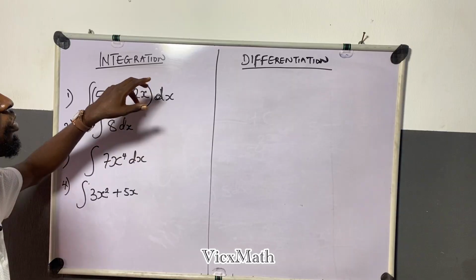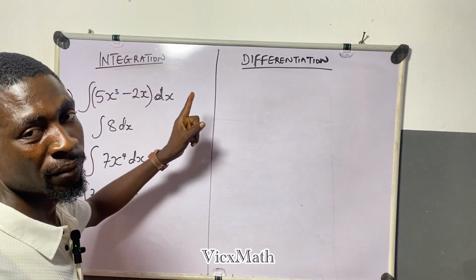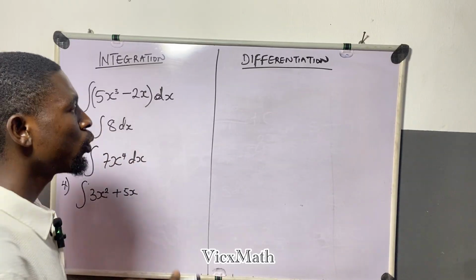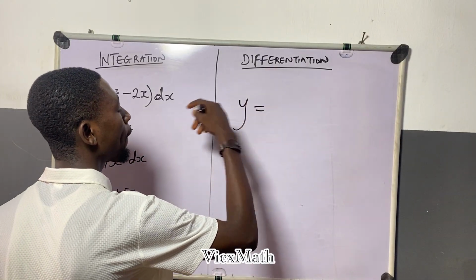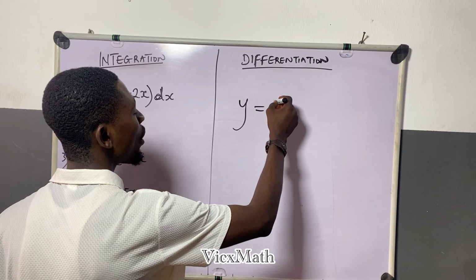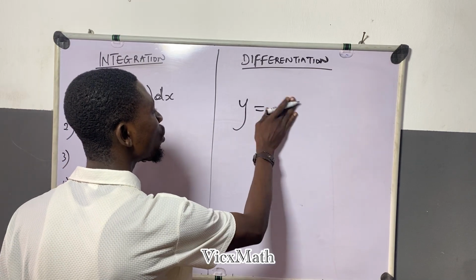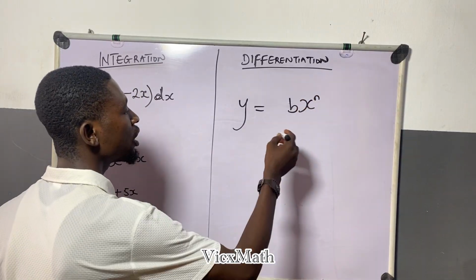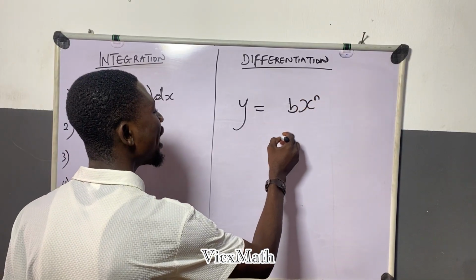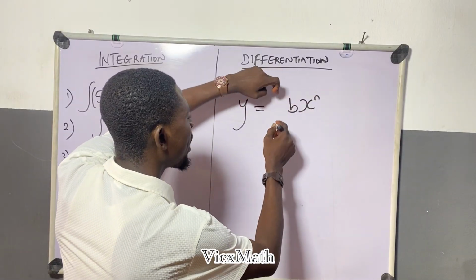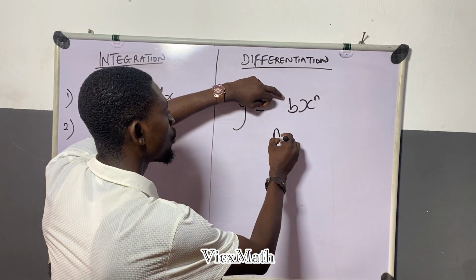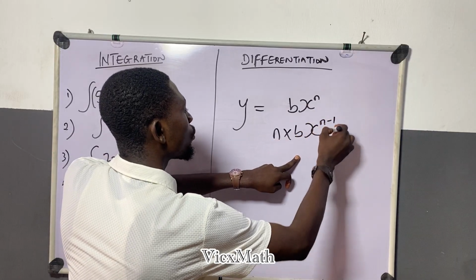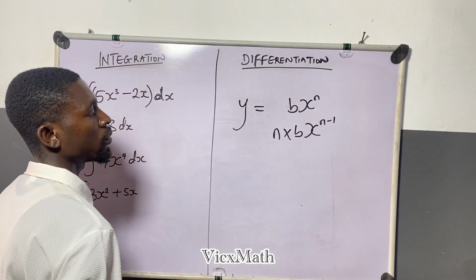Let me even tell you, differentiation is the opposite of integration, and both of them are very simple. What is the formula for differentiation? You all know y is equal to b x raised to power n. Now, the formula will give us n, the power here will come down and multiply the coefficient, which is the function, n times b, then x raised to power n minus 1. You understand? This is what it will give you, definitely.